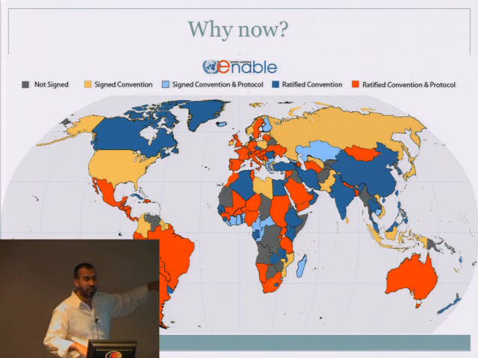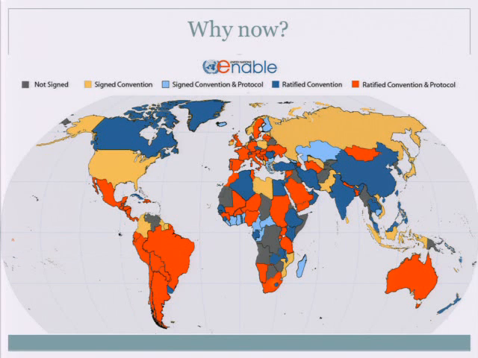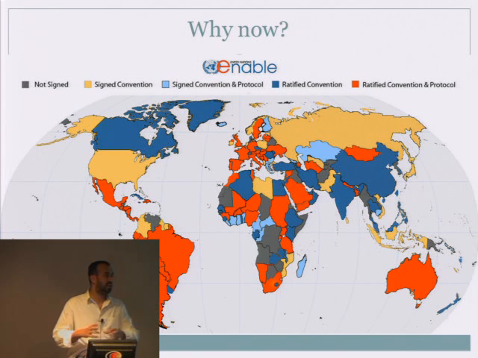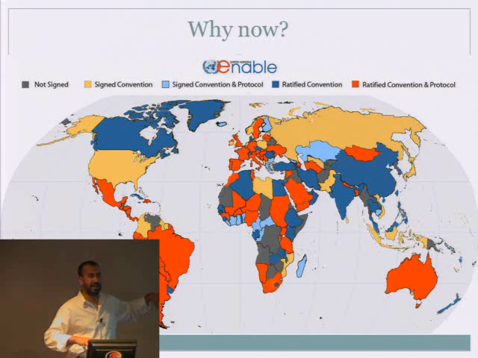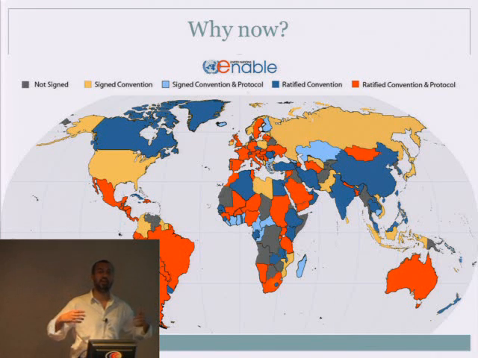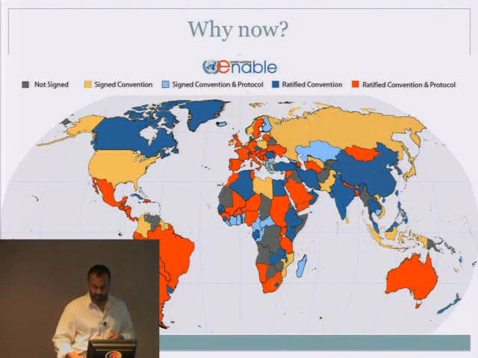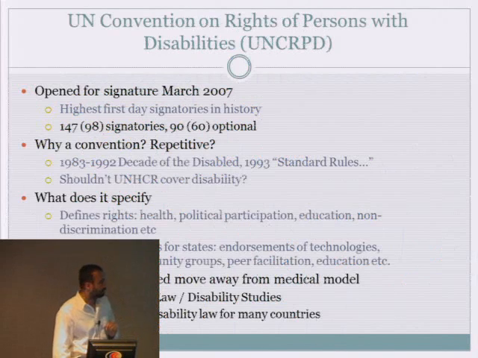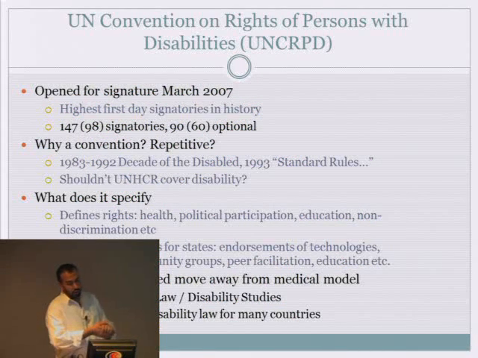Interestingly, if you notice, even the US has just signed but not done anything beyond that. This is also part of US policy, which doesn't really go by international conventions as its local law. However, the US has very strong existing laws relating to disability which precede the convention itself. Now, the convention opened in 2007.